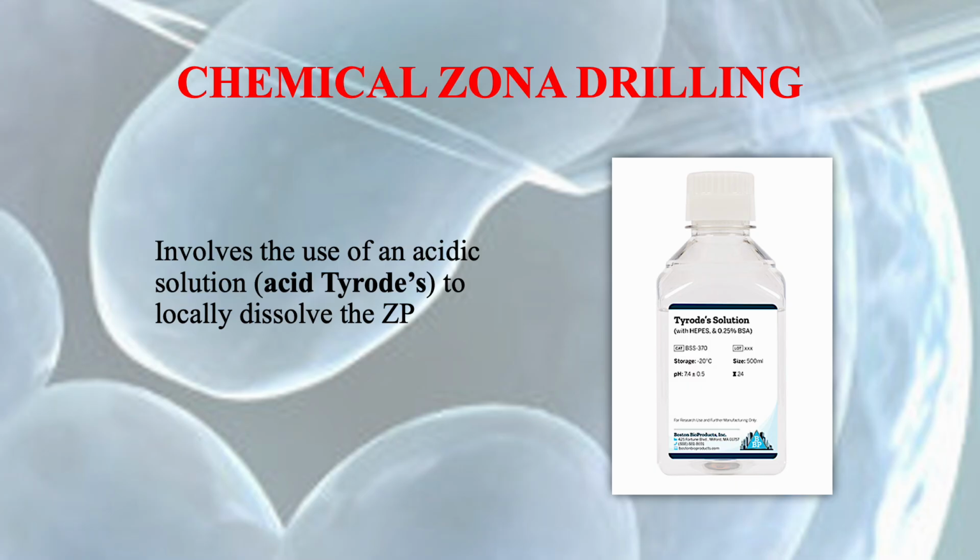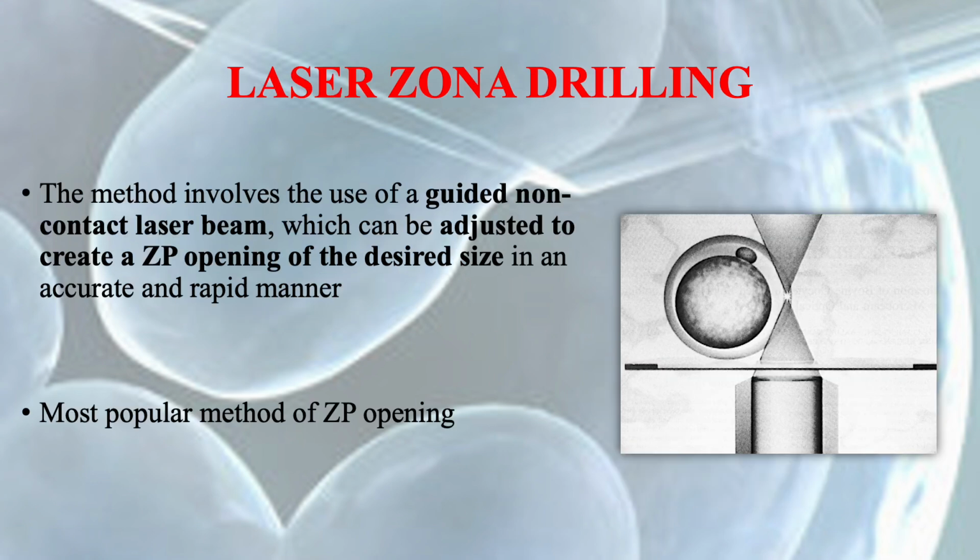The second one is the chemical zona drilling. It involves use of an acidic solution, that is the acid Tyrode's, to locally dissolve the zona pellucida. As shown in the image, this is acid Tyrode's solution, so it helps in zona dissolution. Then third one is the laser zona drilling, which is the most commonly used method. This method involves use of a guided non-contact laser beam, which can be adjusted to create a zona pellucida opening of the desired size in an accurate and rapid manner. This is the most popular method of zona pellucida opening.